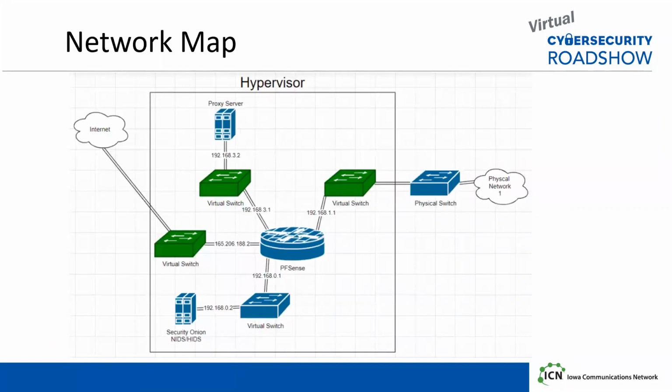So this is the actual network map of the systems that we're dealing with. Starting off, we have our proxy server. That's the 192.168.3.2. And that's connecting into our pfSense firewall. And our pfSense firewall, the WAN interface has the 165 address. We also have our Security Onion NIDS and HIDS solution. And we have another virtual switch that is coming back to our physical network. The reason that I have some of these in green is that is where our Security Onion device has additional interfaces, so it can see the traffic that's going on those 3 switches.